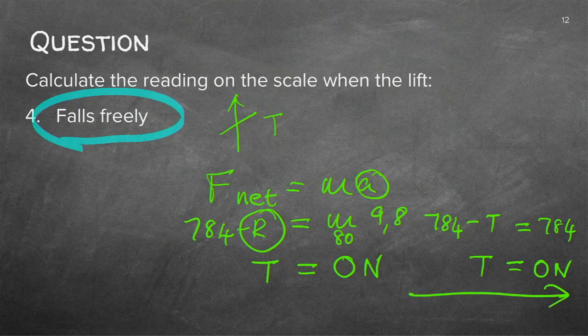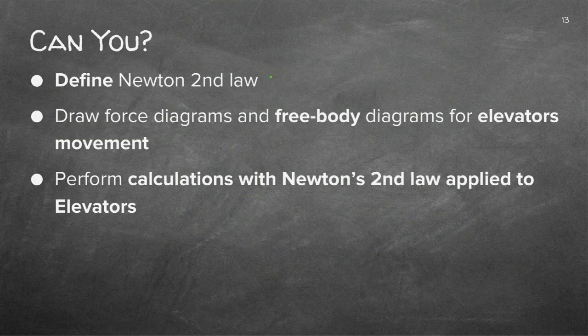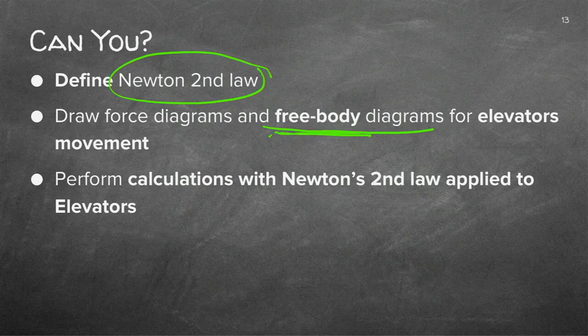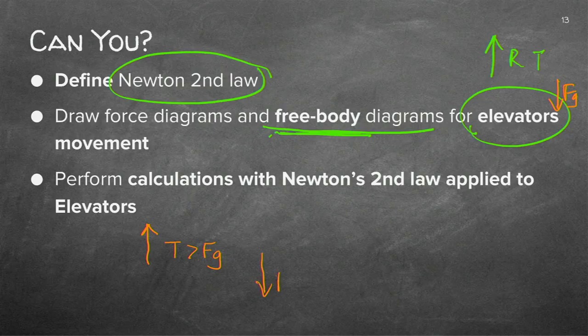It's falling free. Can you guys define Newton's second law? Will you be able to draw a free body diagram for an elevator? Remember, the tension or the reading on the scale will be the upward force, and the downward force will always be the gravitation. Be careful that you've got the correct direction. If it's going up, T will be greater than the gravity. If it's going down, the gravity will be greater than the T. And if there's no acceleration, they will be exactly the same.